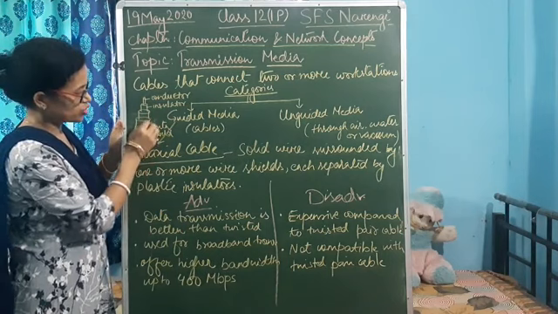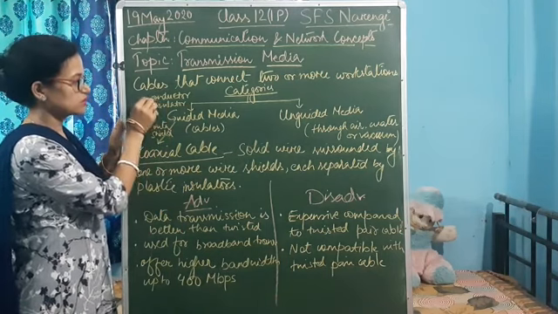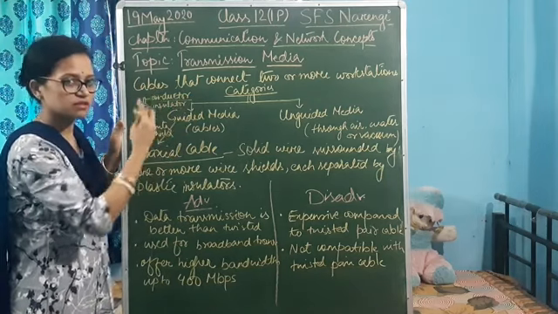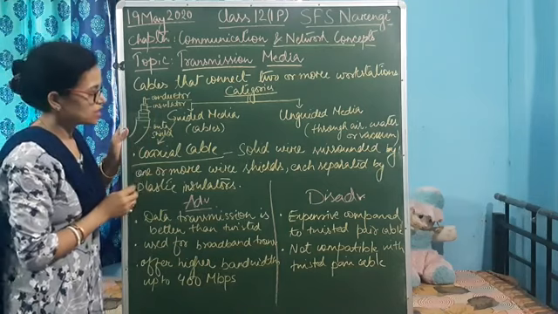This is the outer shield. With that, these are the insulators, and inside that wire, this is called the main conductor, which carries the signals. So the coaxial cable looks like this.